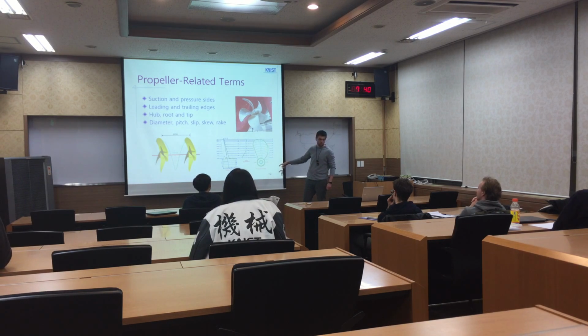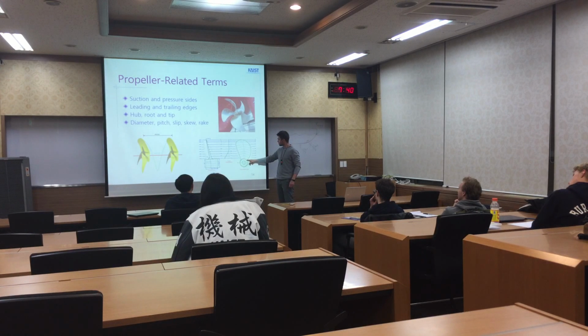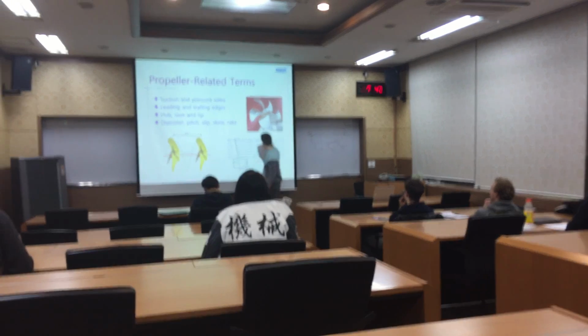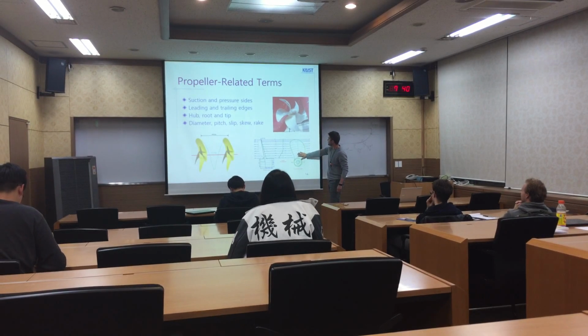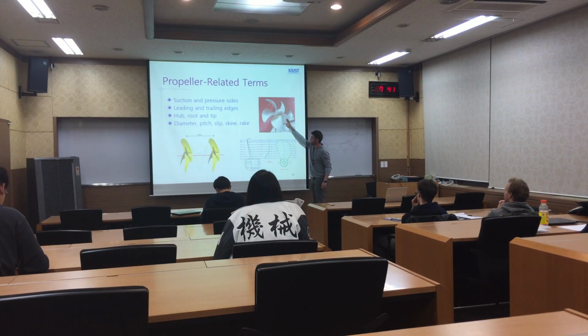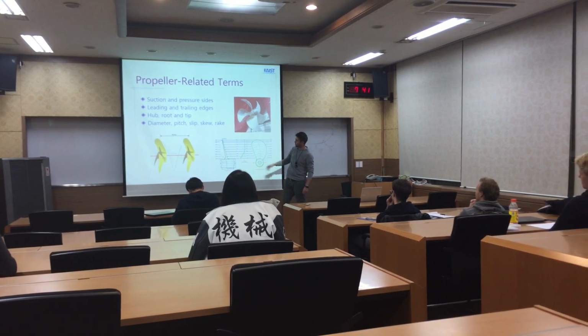Then you have the root of the propeller, the tip of the propeller, the hub of the propeller. Then the diameter is the diameter of the propeller. The pitch is the angle of the propeller when you look from the front side on it. Maybe you can see it better here. And the skew is the angle of the propeller when you look from this side on the propeller.